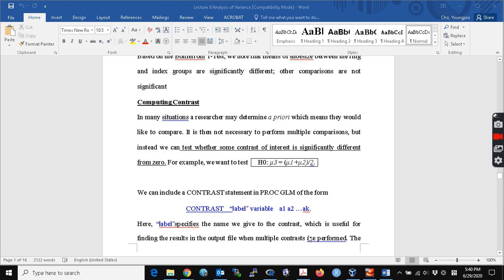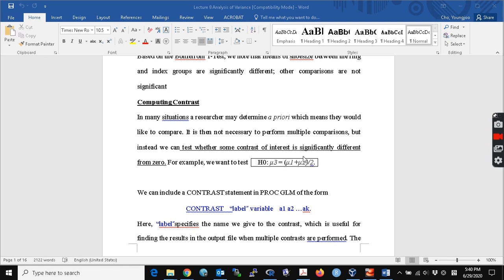So the next one is I would like to talk about the contrast. In many situations, a researcher may determine a priori which means they would like to compare. It doesn't have to be multiple comparisons. Here, in this example, we would like to say the mean of the first and second group is equal to the mean of the third group.